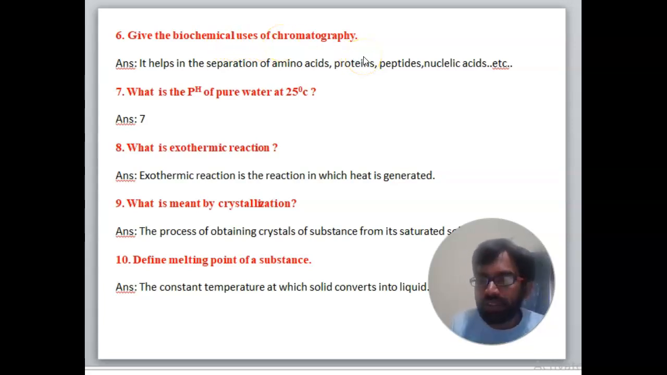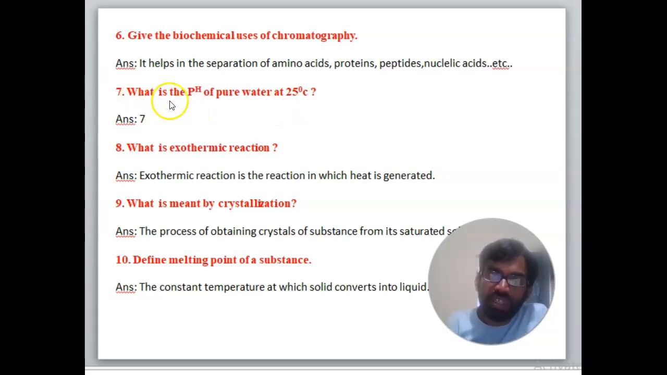First you need to know what chromatography is. Chromatography is one of the separation techniques. Suppose you take a bulk of any substance, it will be separated according to its ions, its molecular weight, and also by charge. What is the main aim of chromatography? It helps in the separation of amino acids, especially in biochemicals, and proteins, peptides and nucleic acids. Chromatography is used for the separation of amino acids, proteins, peptides and nucleic acids.